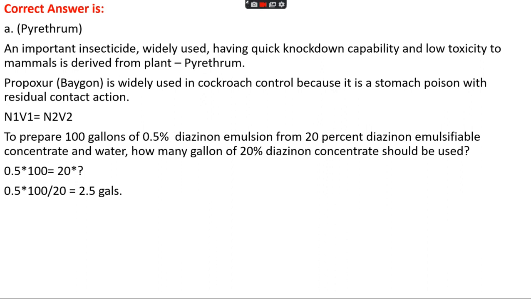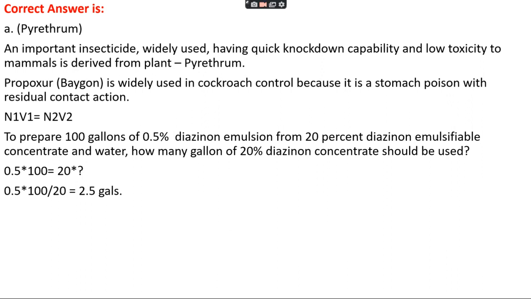This is a formula which is actually used to calculate the dose or volume of certain solutions. N1V1 is equal to N2V2, where N stands for normality and V stands for volume. Okay, let's solve one question by using this formula. To prepare 100 gallons of 0.5% diazinon emulsion from a 20% diazinon emulsifiable concentrate and water, how many gallons of 20% concentrate should be used?